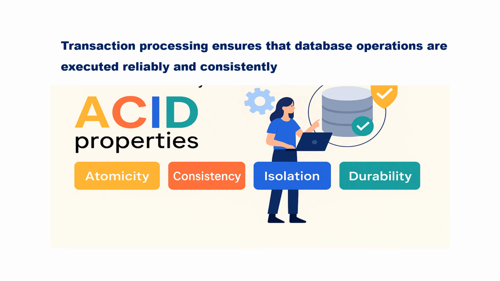Let's quickly recap what we've learned. Atomicity ensures that all steps in a transaction are completed or none at all. Consistency keeps the database valid before and after a transaction. Isolation prevents interference between concurrent transactions. Durability guarantees that once a transaction is committed, it remains saved even in case of a system crash. Together, these properties ensure that databases remain reliable, accurate, and robust.